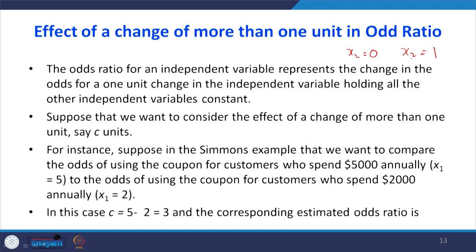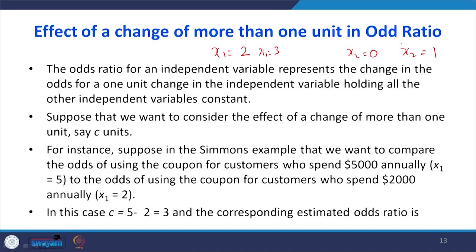For example, this is a discrete variable. If the independent variable is a continuous variable, for example, x1 is amount spent. Suppose somebody is spending $2000, what is the probability that people will use the coupon? So we can see 2000 to 3000, that is x1 equal to 2 to 3. Instead of a 1 unit jump, we can go for a 6 unit or 5 unit jump at a time, and the corresponding interpretation we can find out. That is the meaning of that change of more than 1 unit in the odds ratio.